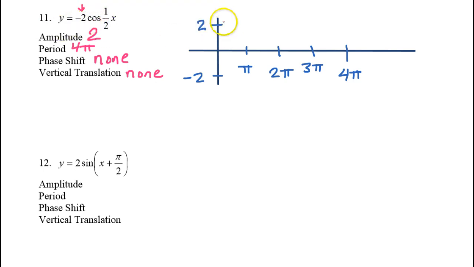A cosine function normally starts off at its highest point and then falls. However, the negative sign in front means there's a reflection over the x-axis. So this cosine function is going to start at its lowest value and then go up like this. And that's really it for the graph for problem number 11.